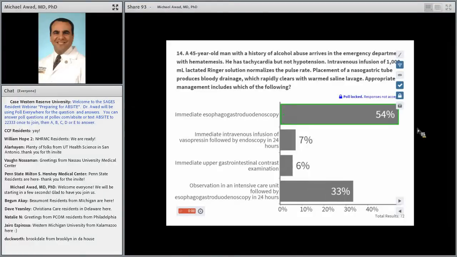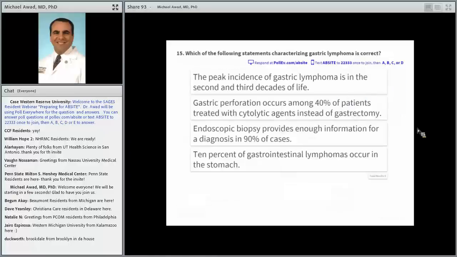Generally within 12 hours of admission increases the likelihood of finding the lesion. After about 24 hours, fewer than 20% of the lesions are found to have active or recent bleeding. So early endoscopy is the key part of this question. All right, we got one more question here, and then we're going to switch gears.